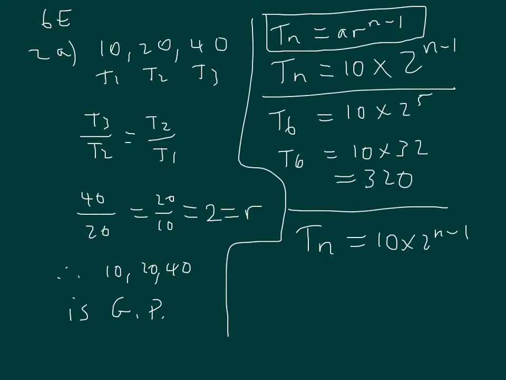So let's do 6E 3B. Alright, here we go. So we've got a GP, it's minus 2, 4, minus 8. I've purposely chosen this one because you get a common ratio that's a negative number. So let's find the common ratio. I think you'll find you can do this one by inspection. We're multiplying by 2 every time. So the common ratio is minus 2, and the first term is minus 2. So find a formula for Tn and find T6.